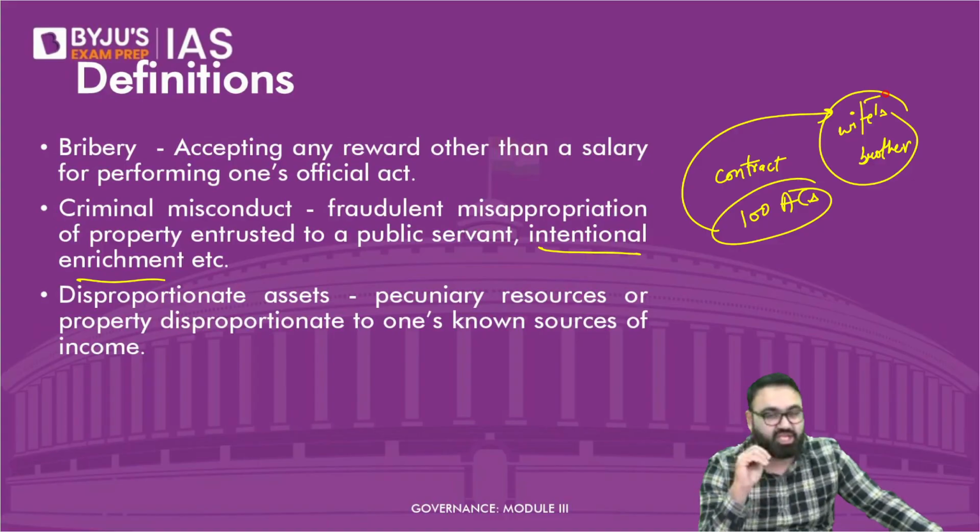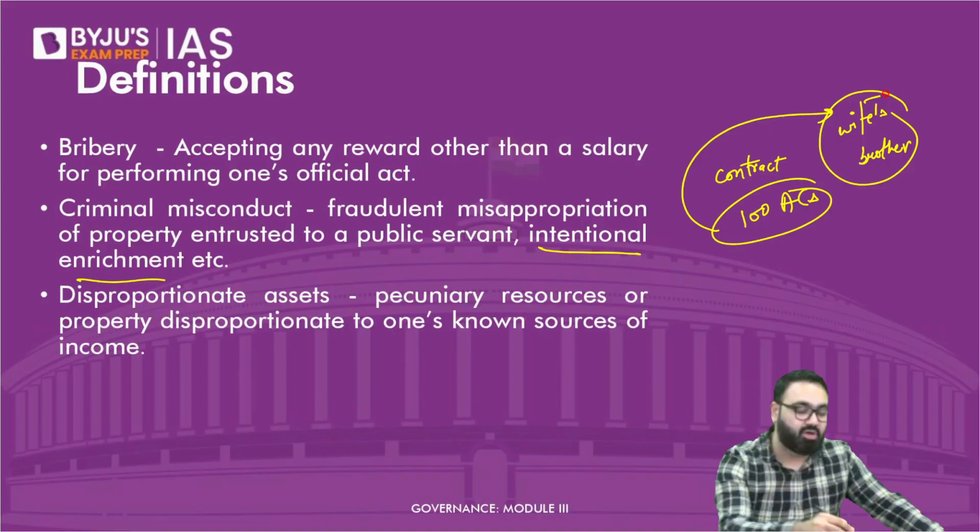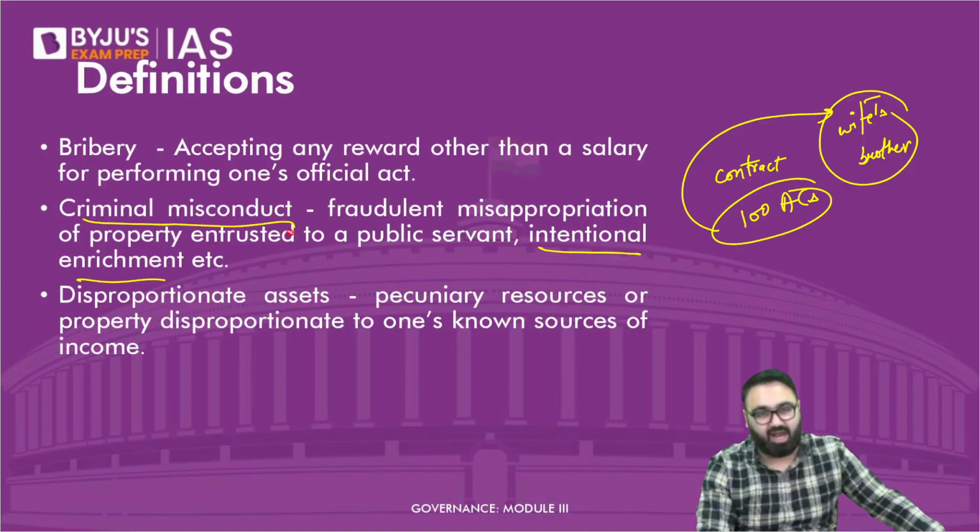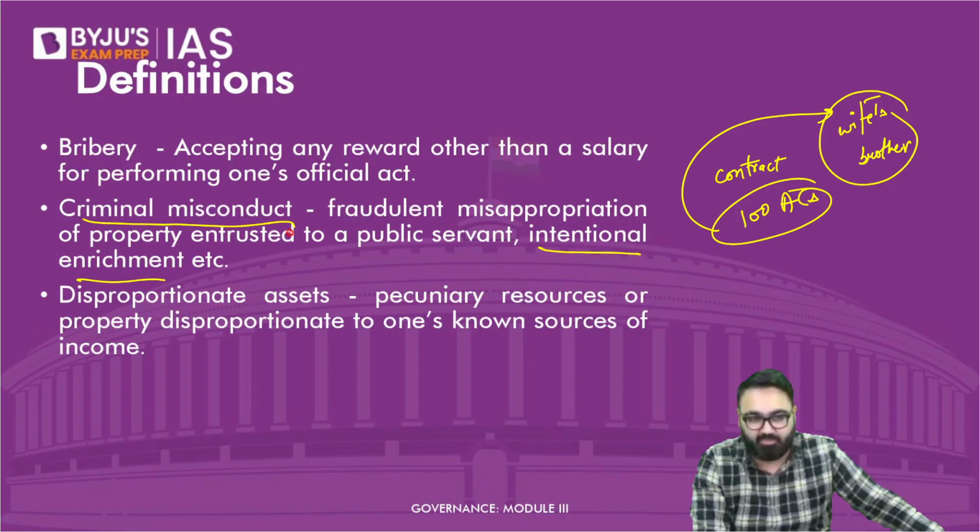You are enriching yourself, your family, your relatives, and giving the contract to them so that they can earn money. This is also a part of criminal misconduct. It will also be punished under the Prevention of Corruption Act.